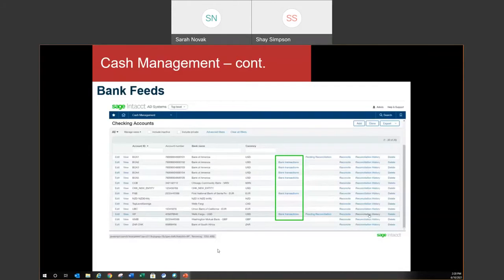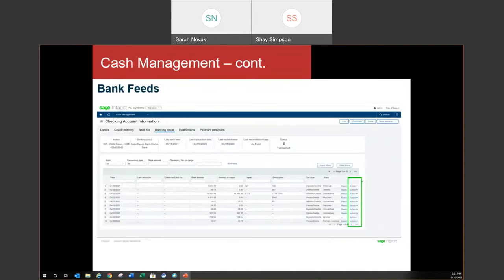I've also had clients that have requested, I want my AP folks to be able to come out here and start matching transactions, but I don't necessarily want them to have full access to the bank reconciliation, which makes sense. So as long as they've got the permissions accordingly, they can come out to cash management, and within our checking accounts, they can come out to the bank transactions. In this instance, they also have reconciliation permissions as well.